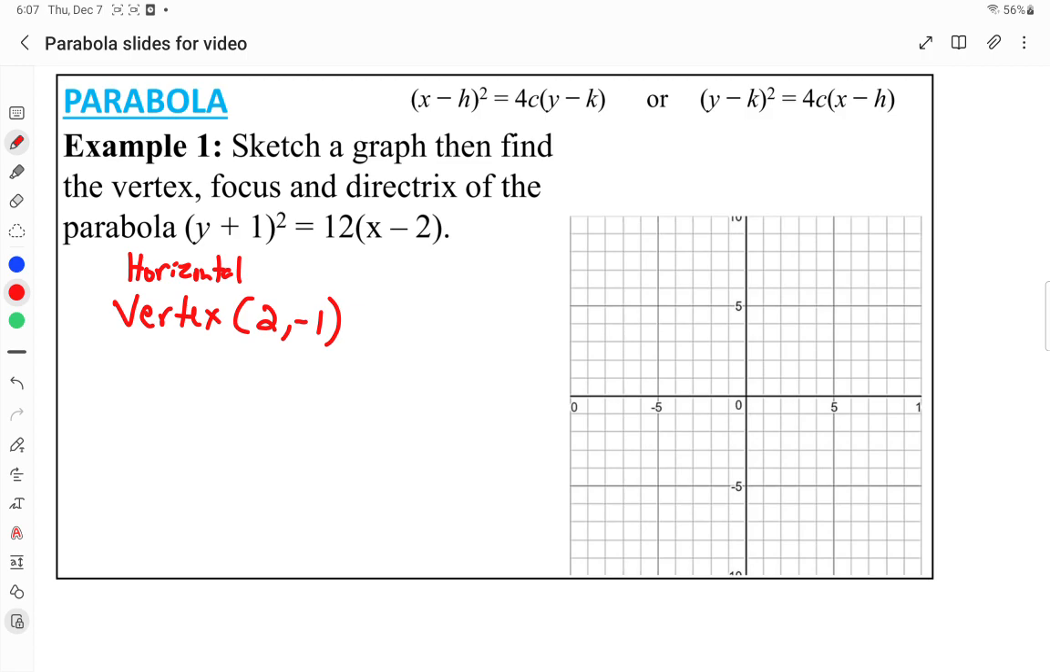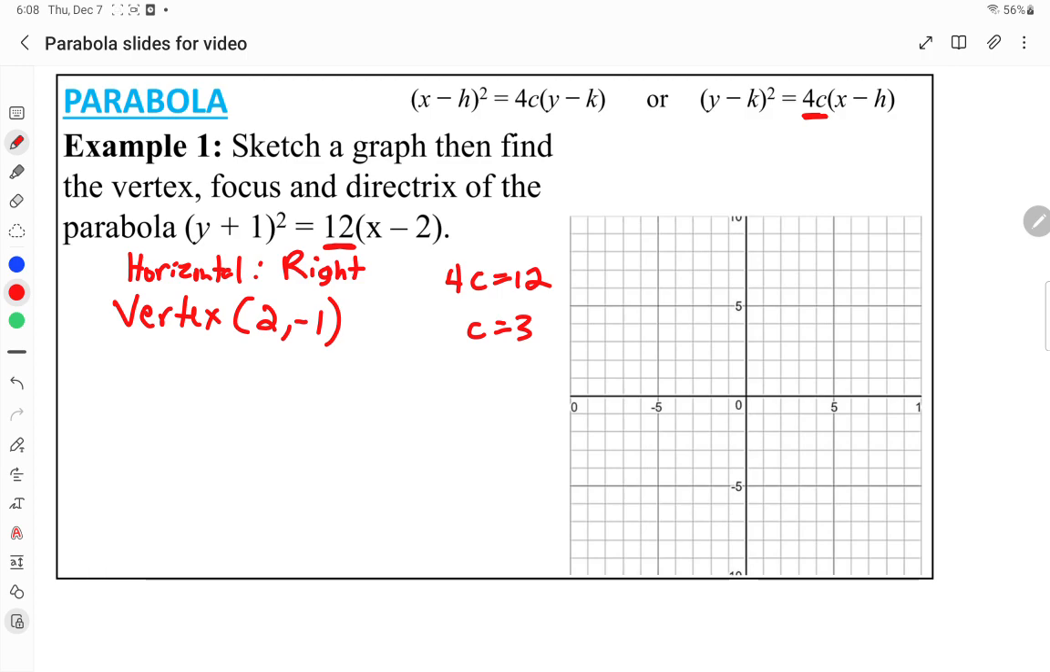All right, now not only horizontal, but I also got to figure out what c is. Now this term in front, we're going off of this format. So that 12 is 4c. So 4c equals 12, which means c equals 3. That is positive, so it is opening horizontally to the right.